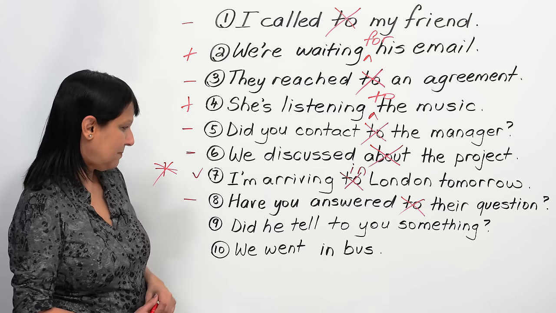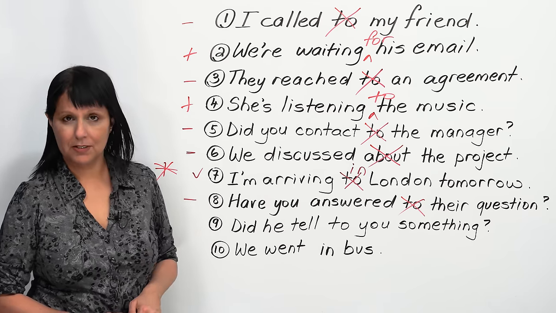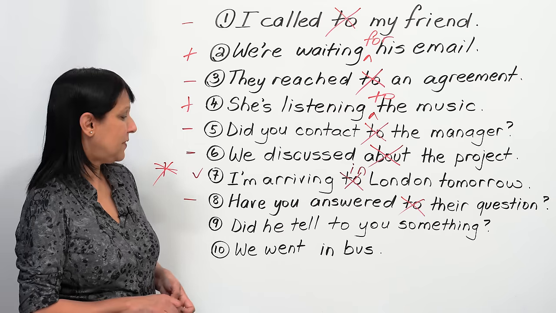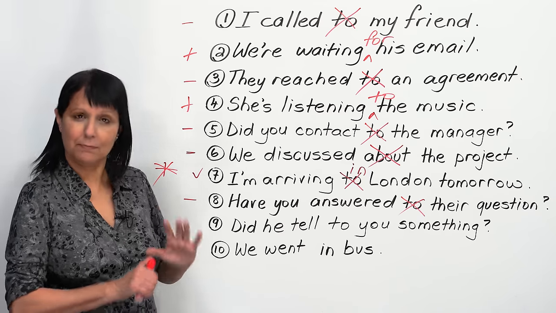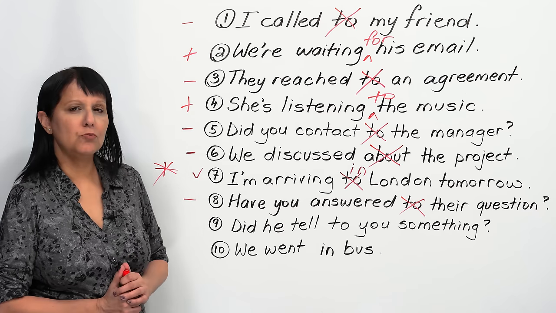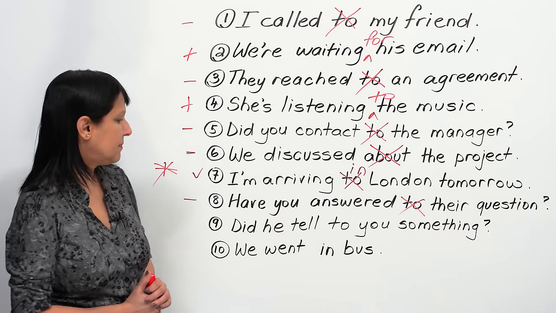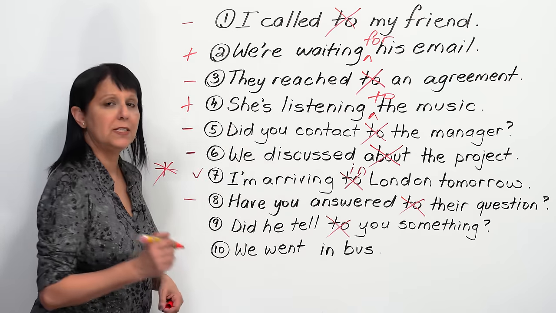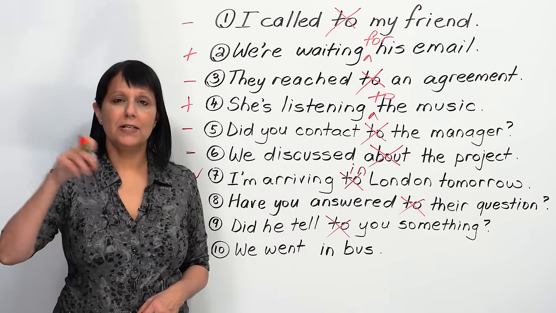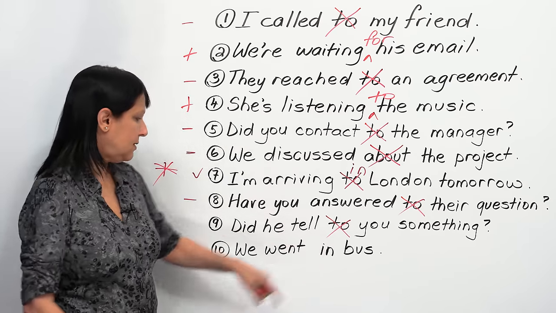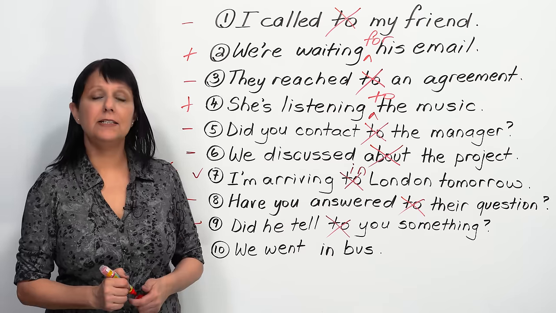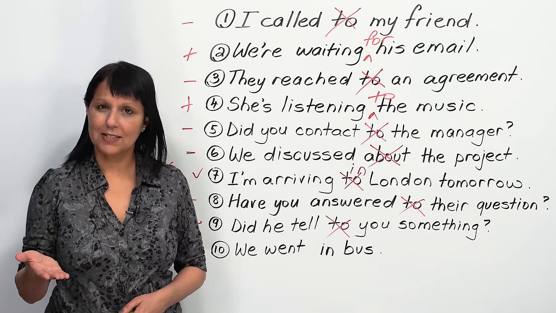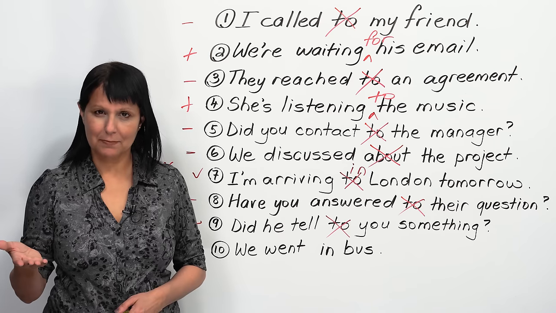Next, number nine. Did he tell to you something? That's wrong. Very common mistake. A lot of my Indian students make this mistake and several others. So what's wrong with that? How can we fix it? It should be this way. Did he tell you something? You tell someone something, okay? We don't need the to, so we're taking out the to. Did he tell you something? Okay, say it after me. Did he tell you something?